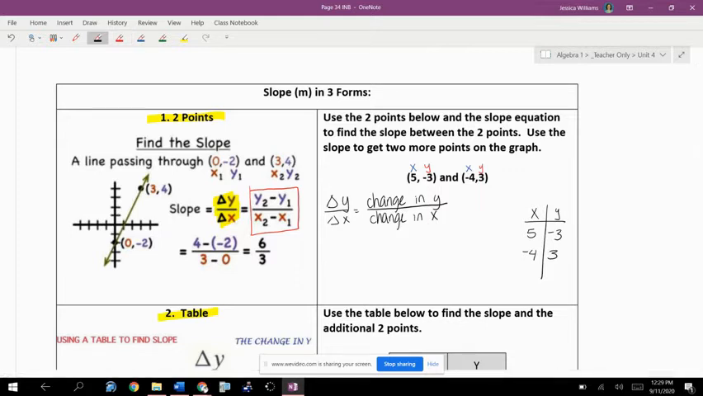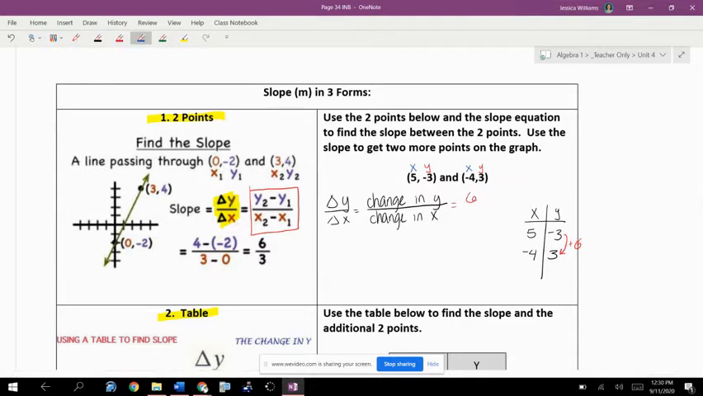But now I can count. So I'm going to count. I'm going to start at -3, and I'm going to count up to 3. I'm going to get 6. So the change in y between -3 and 3 is 6. -3 plus 6 is 3. So the change in y is 6.